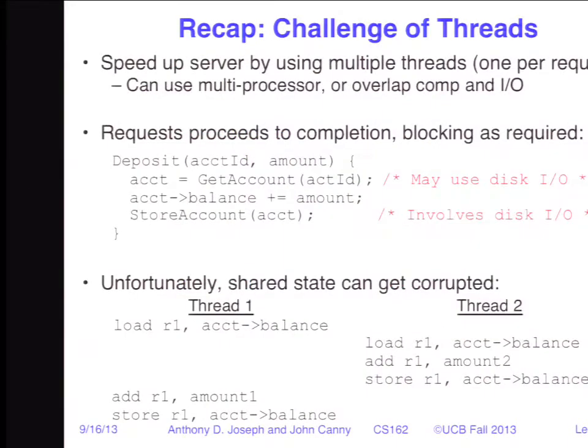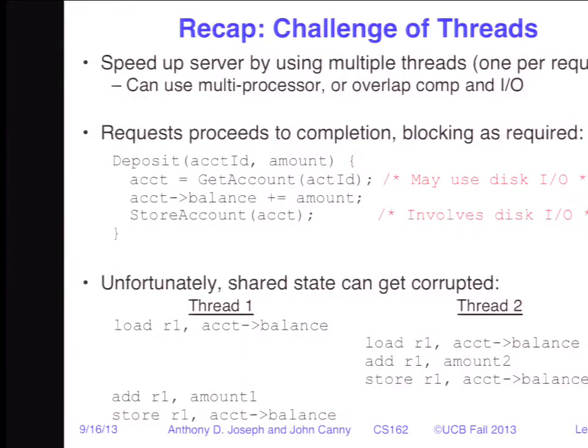Okay? So the challenge is, anytime we have threads that are cooperating, that is, they're acting on shared state, there's a risk of corruption. And we want to have threads act together because if we have threads running together, we can speed up a server. Right? So we can do key things like use a multiprocessor or multi-core machine where we have one thread or multiple threads per core. And we can overlap computation and I/O. Remember, I/O takes time, and we don't want to sit there with our machine idle while we're waiting for something, say, to be read in from the disk or written to the disk. Instead, we'd like to do some computation at the same time.